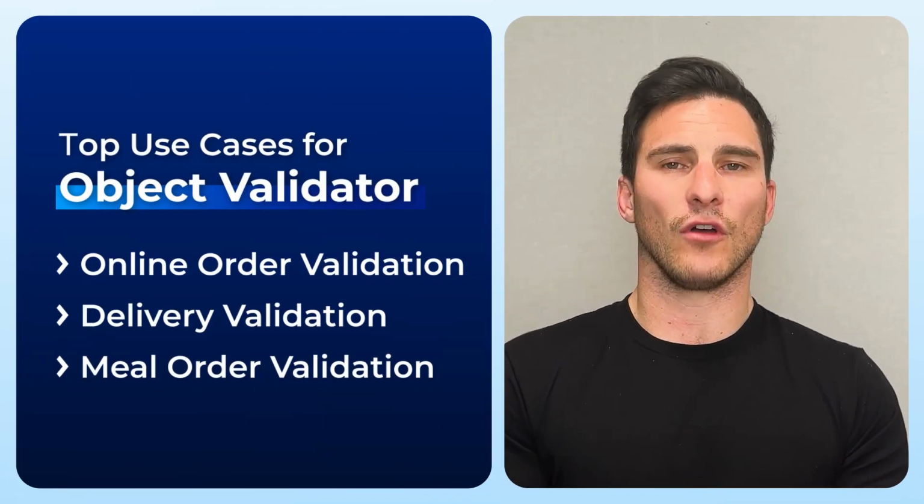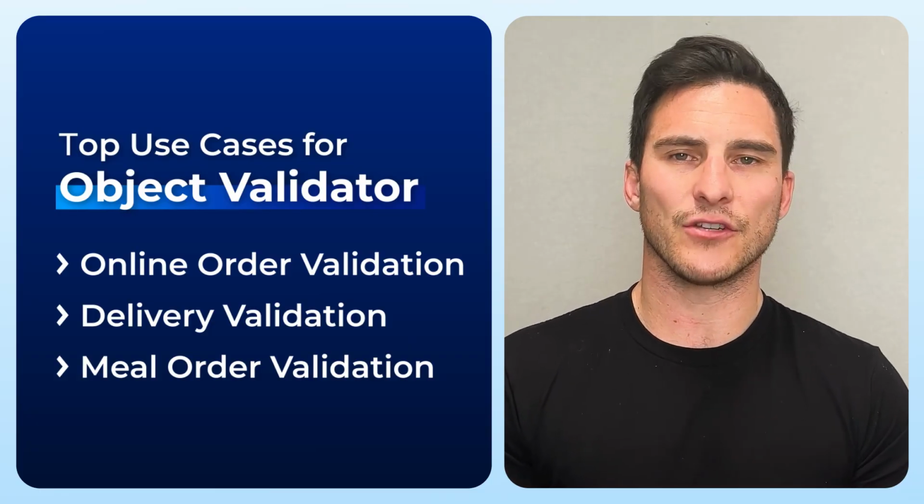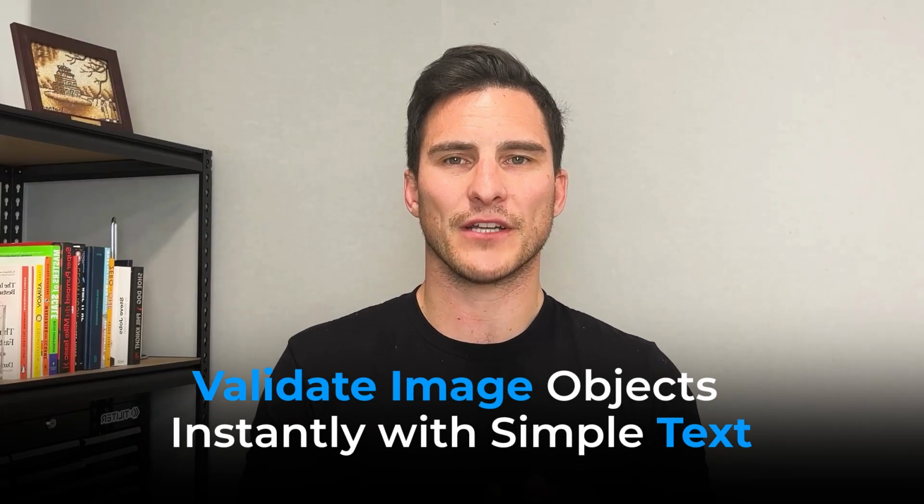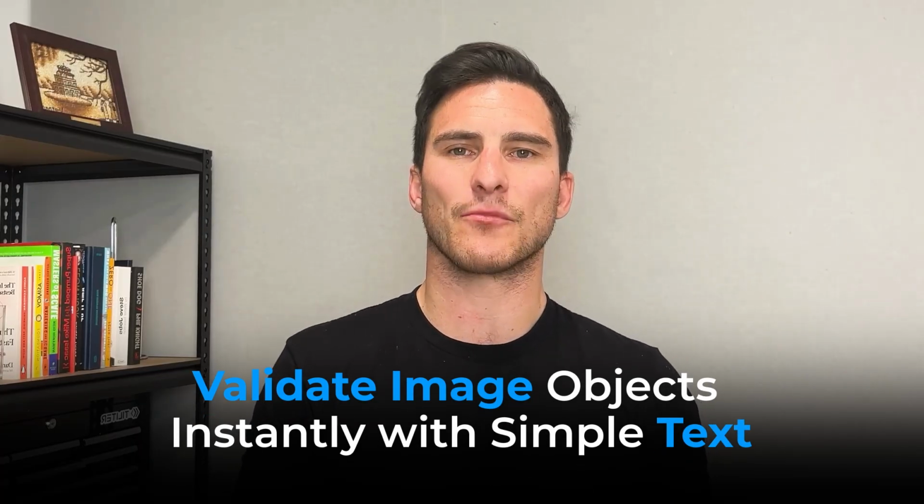Here's a quick example of the Object Validator AI agent used for validating specific objects in images. You can use this agent for things like online order validation, delivery validation, or meal order validation. The power of this agent is that you can specify simply using text objects in images that you would like to validate using our parameter field.